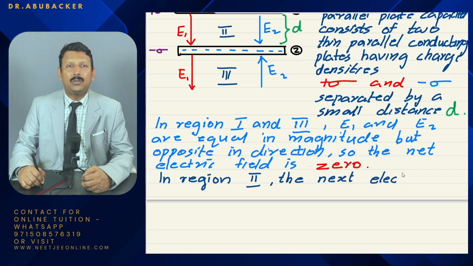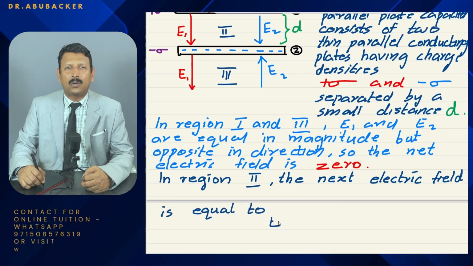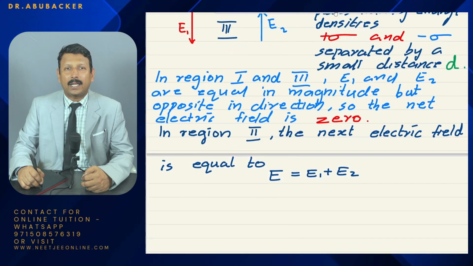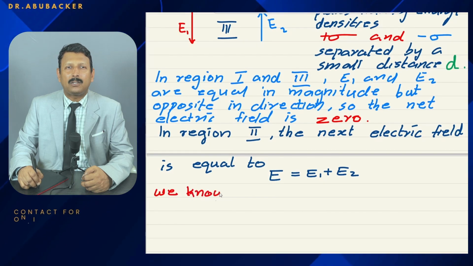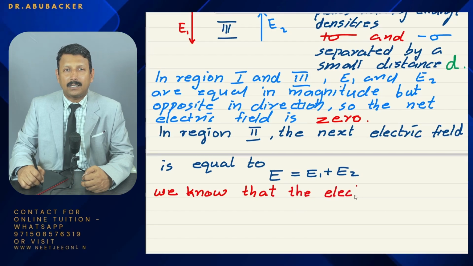So in region 2 you can see that E1 and E2 are going in the same direction, correct? Look into diagram. So in region 2 the net electric field is equal to E is equal to E1 plus E2. So what we are going to write now? We need the value of E1, we need the value of E2. How we will get it?